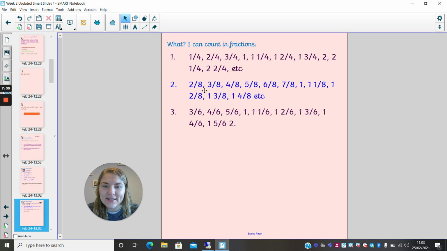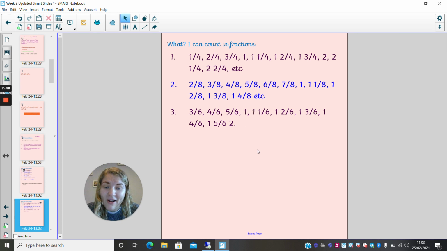So we've got 2 8s, 3 8s, 4 8s, 5 8s, 6 8s, 7 8s, then 1 whole. Remember, 8 8s is the same as 1 whole. Then 1 whole and 1 8, 1 whole and 2 8s, 1 whole and 3 8s, 1 whole and 4 8s, etc. Good job if you went further again.